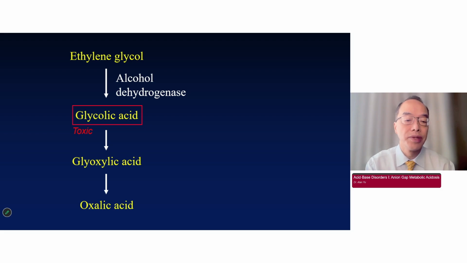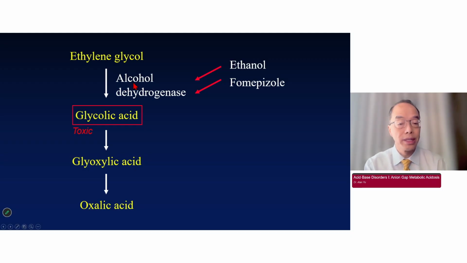And the first metabolite, which is also the most toxic, is glycolic acid, but it's also metabolized to glyoxylic acid and oxalic acid. And these are the anion gap acids. Alcohol dehydrogenase is inhibited competitively by ethanol itself, which used to be the treatment to prevent this metabolism, and is still used worldwide. But at least in the US, it's now been supplanted by fomepizole, which is a small molecule drug that is a potent inhibitor of alcohol dehydrogenase.